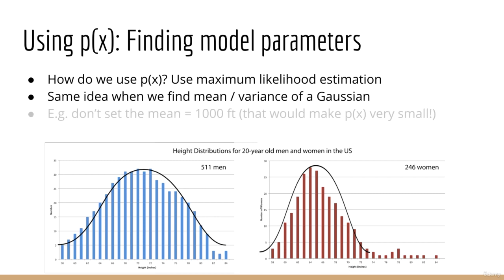For example, we would not want to set mu to be 1,000 feet, since that would make p of x very small. Clearly, the average height of the people in our class is not 1,000 feet. Similarly, for an HMM, we need p of x because that's what we want to maximize in order to find A, the mu's, and the sigmas.